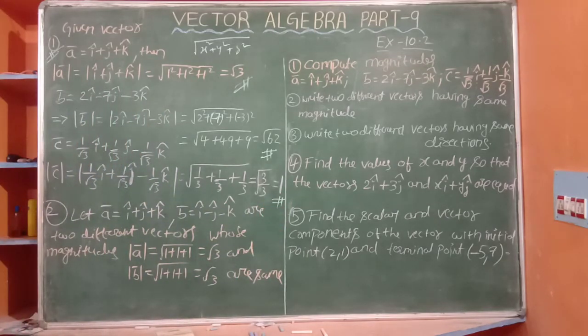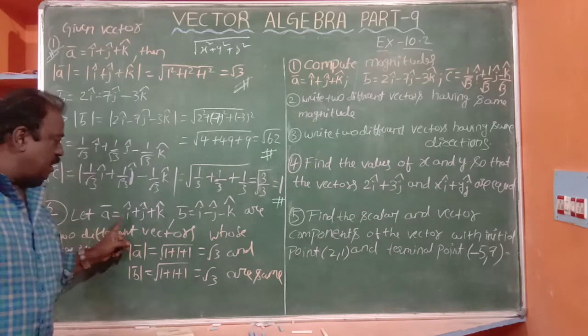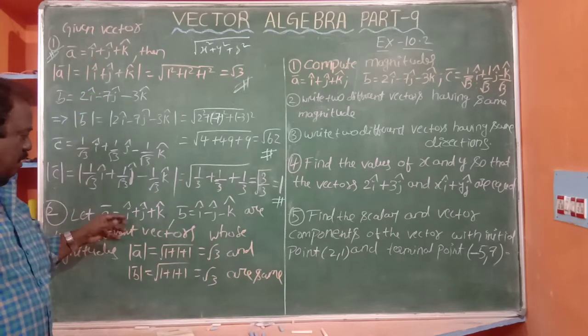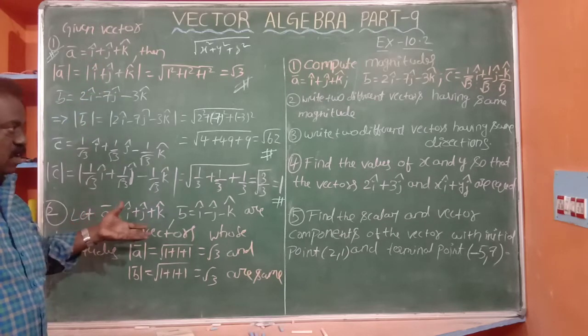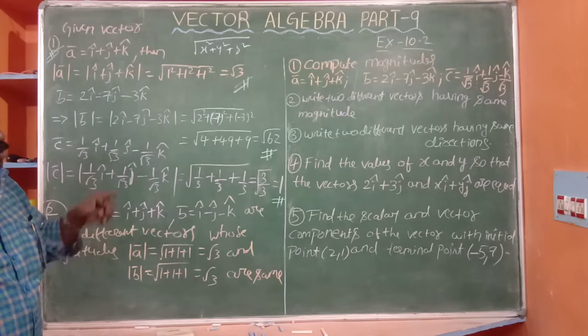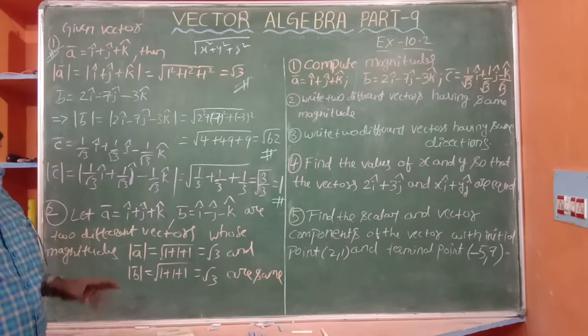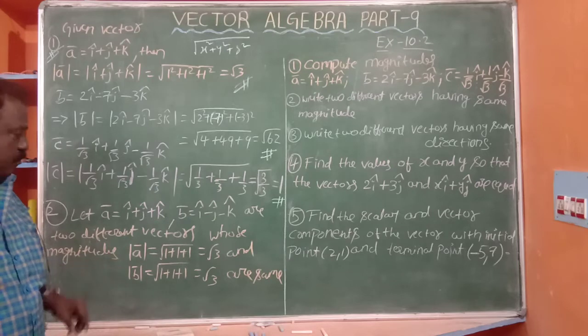You see there, write down the different vectors having the same magnitude. Same magnitude. It is a logical one. You see, A bar is i cap plus j cap plus k cap. I am writing with one example. We are asked to write two different vectors whose magnitudes are the same.